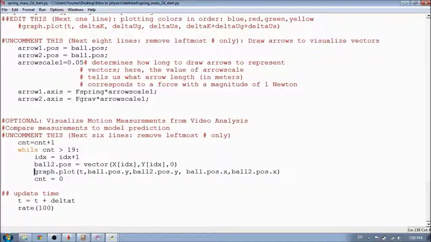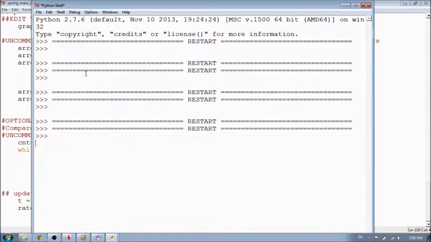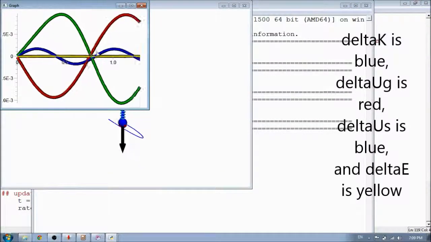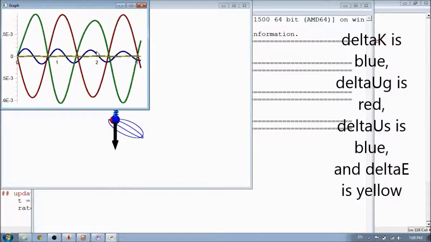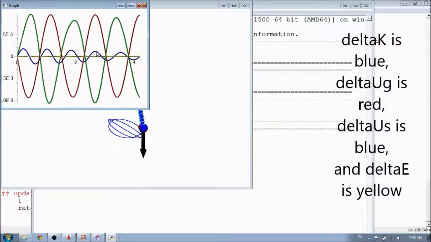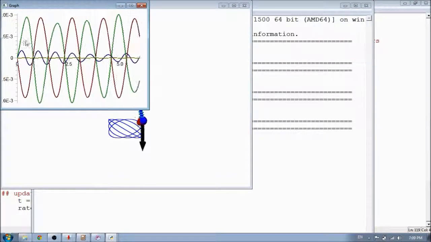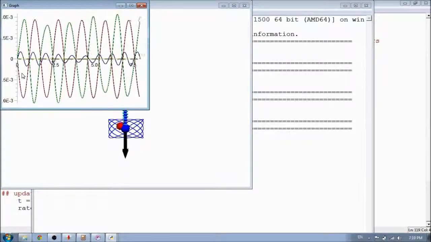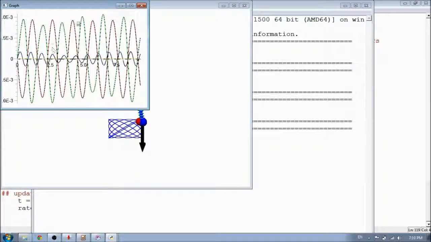So now let's see the energies graph. The energy graph looks fine because the total change in energy is zero or almost zero. As you see, if one of the energies goes up, the other goes down, so the total change in energy is almost zero, and that's what we expect.